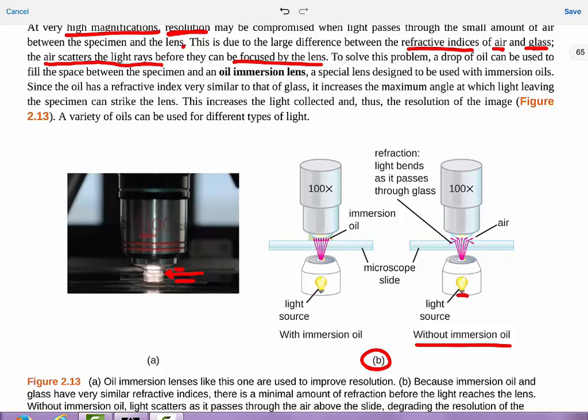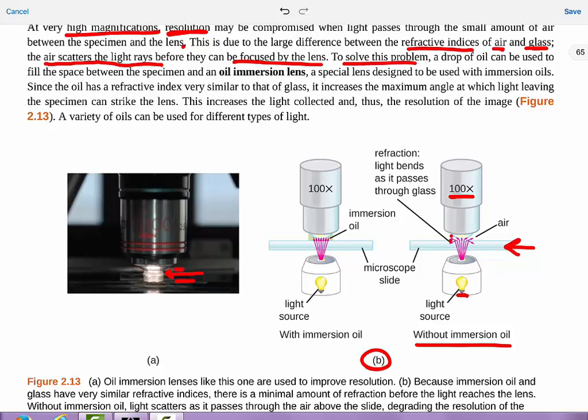So we have our light source here, and we have our microscope slide with our specimen here. And when we get up to the 100x, the lens is so close to that specimen that when the light is going through the slide, through the specimen, then it hits the air, it's going to bend it so much, refract it so much, that you really can't get that resolution.